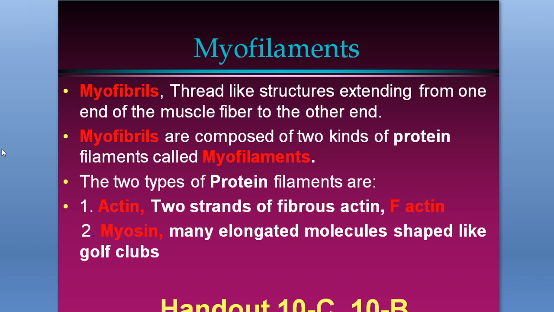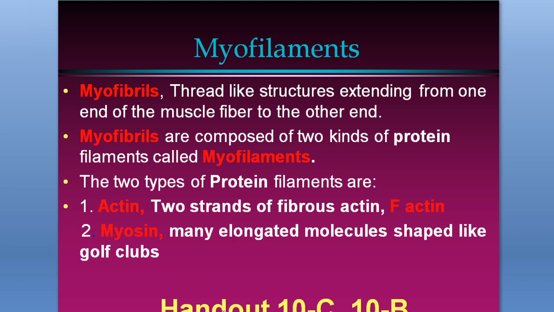So it says they're thread-like structures extending from one end of the muscle fiber to the other. They're made out of proteins called myofilaments. And these myofilaments, we have two of them. One of them is called actin. The second one is called myosin. So the cell fiber is made out of myofibrils that are made out of these proteins called myofilaments. These proteins are actin and myosin.